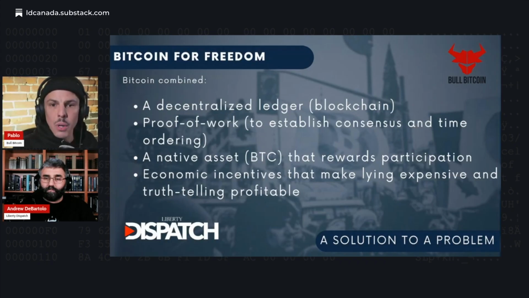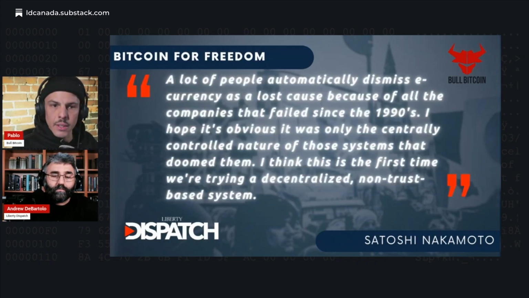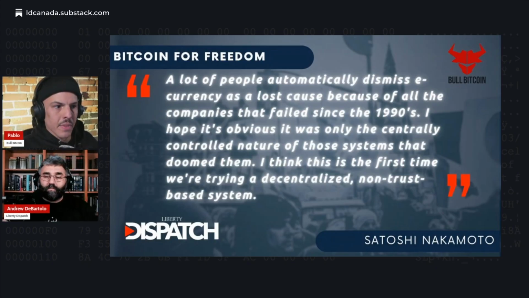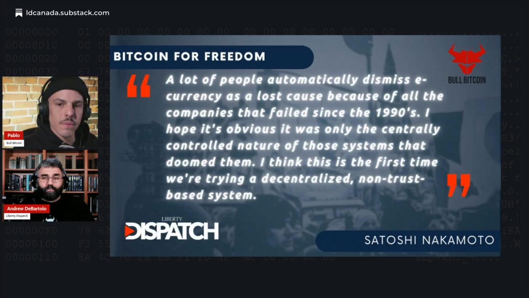It was basically a super honest, decentralized, open network. And we're going to delve into a little bit of that. Here's how Satoshi described it. He said a lot of people automatically dismiss e-currency or digital currencies as a lost cause because of all of the companies that failed since the 1990s. I hope it's obvious it was only the centrally controlled nature of those systems that doomed them. I think this is the first time we're trying a decentralized, non-trust-based system. So let's check it out.